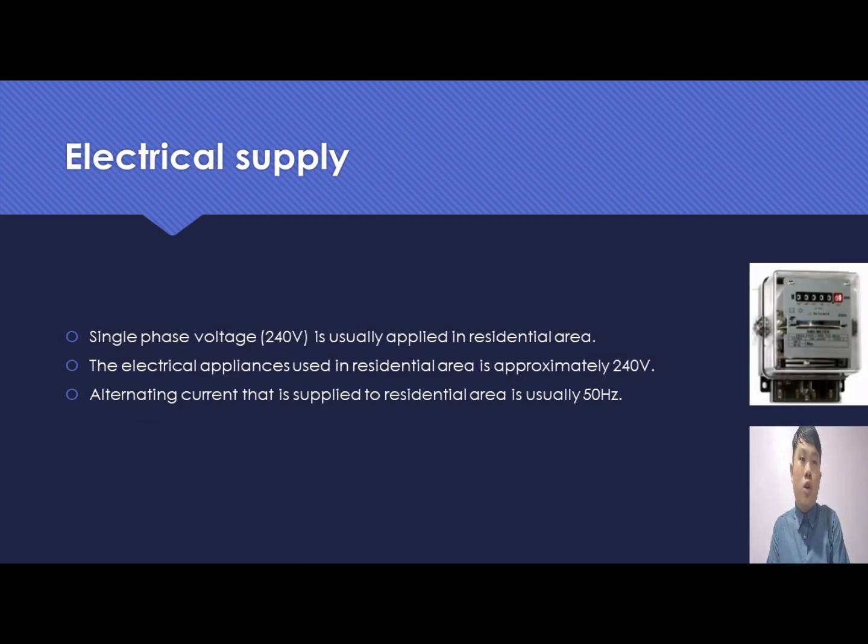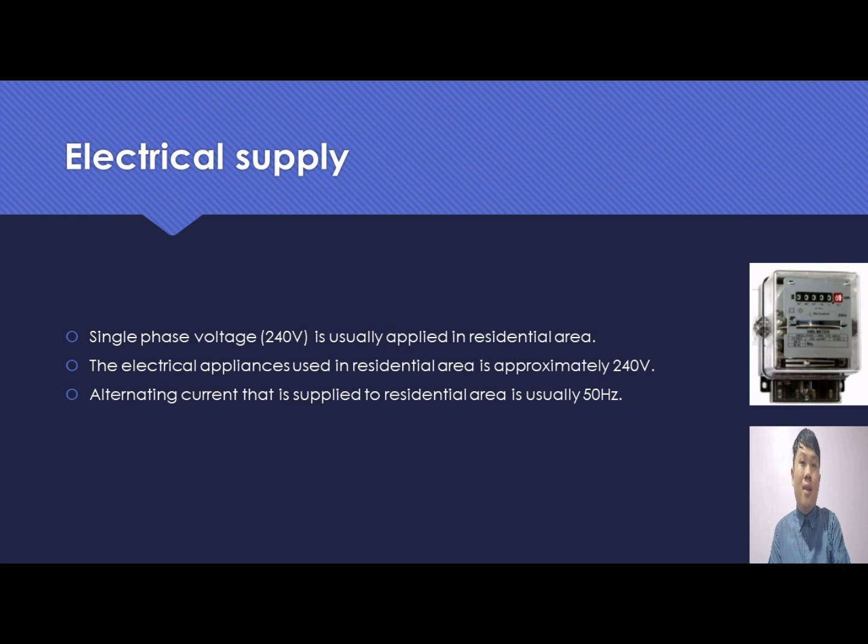The diagram shows the single-phase wiring system. This is the simplest wiring system. Single-phase voltage, which is 240 volts, is usually applied in the residential area. The electrical appliances used in the residential area are approximately 240 volts. The electrical appliances, for example, refrigerators, televisions, fans, and washing machines will not exceed 240 volts.